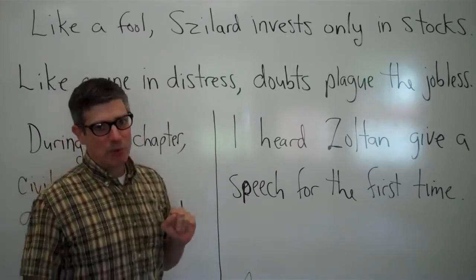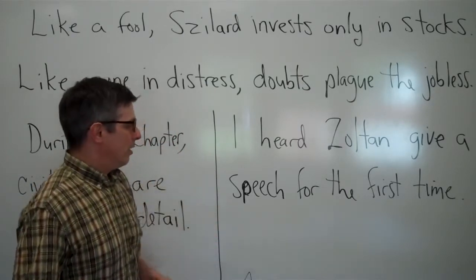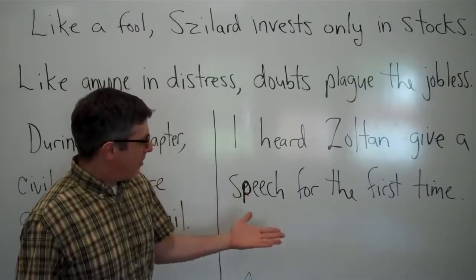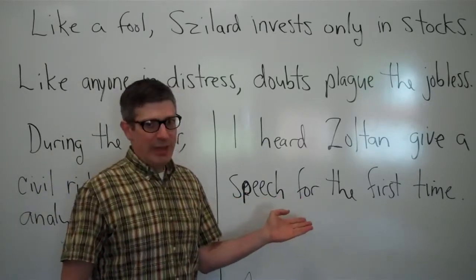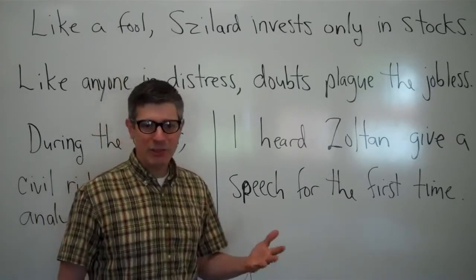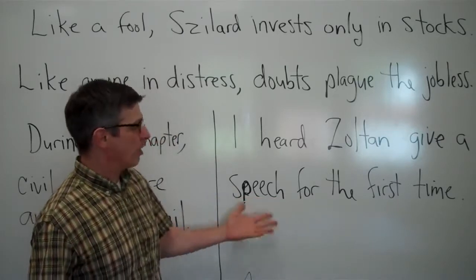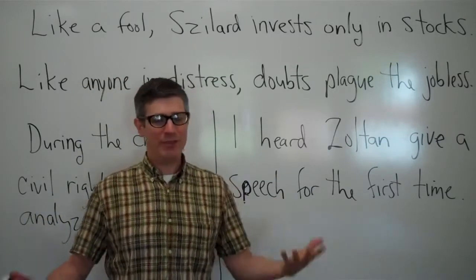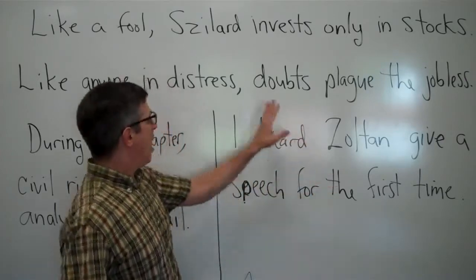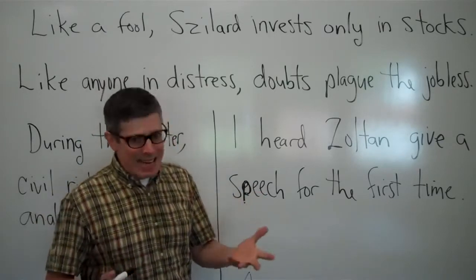Here's another kind of problem that comes up with prepositional phrases. I heard Zoltan give a speech for the first time. Well, the prepositional phrase here is for the first time. And again, it has to be functioning adverbially. Remember, if a prepositional phrase is functioning like an adjective, it will immediately follow the noun it's modifying. And the speech, it's not functioning adjectively. It's not saying what kind of speech. A speech for the first time, that's what kind of speech? That doesn't make any sense at all. So it is certainly functioning adverbially, and the sentence may sound okay because, unlike this one, like anyone in distress, doubts, like the jobless, there's no strange meanings here.